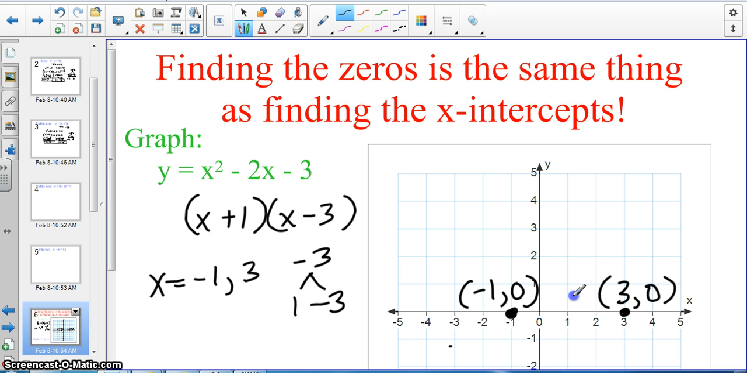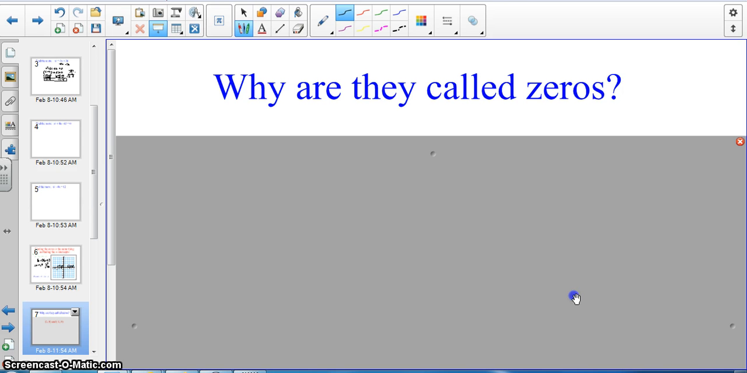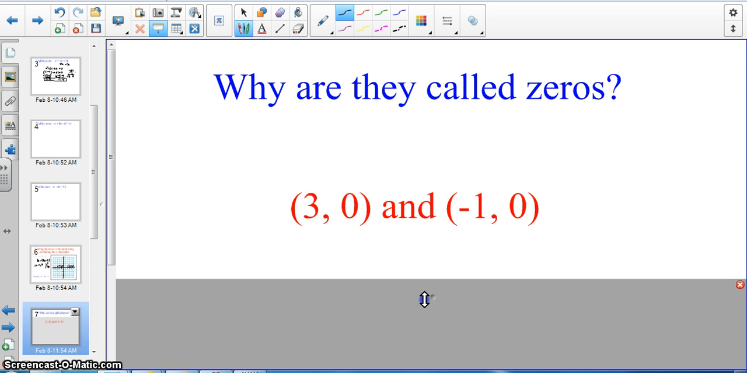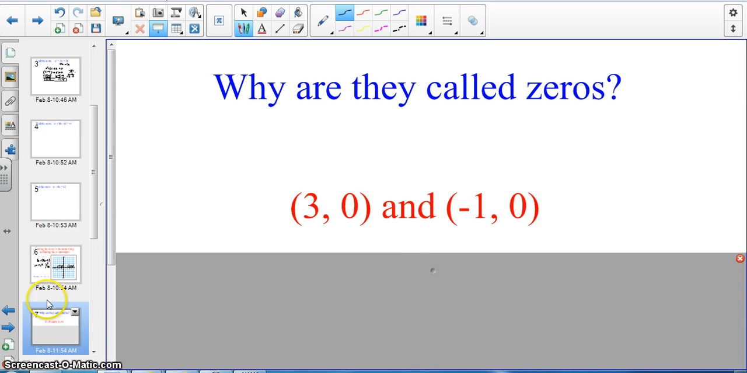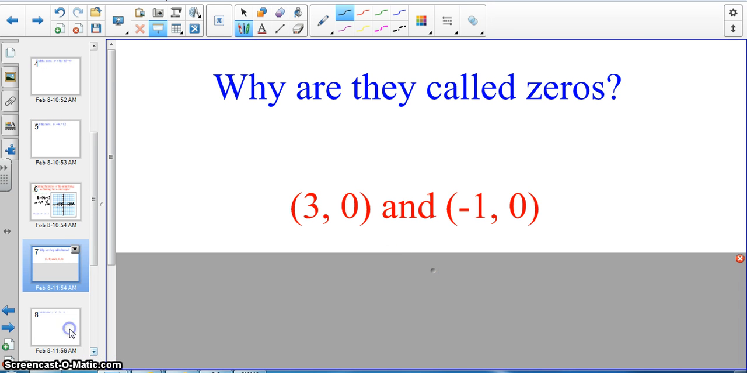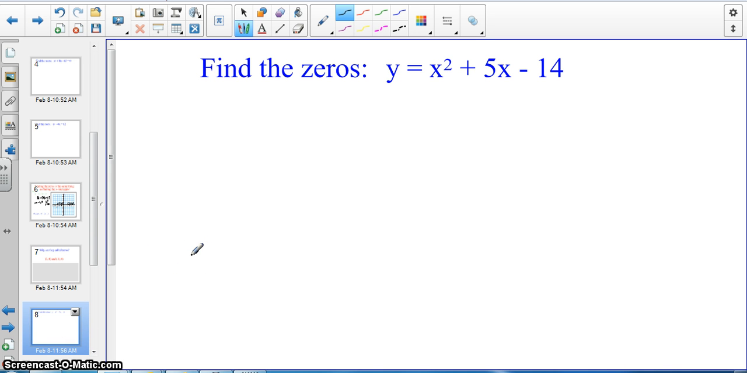To solve these, though, you're doing the exact same thing. They're called zeros, I went over this. They're called zeros because those are our ordered pairs, our coordinates for those points. So to solve these, we do the exact same thing that we did before. We're still going to factor these.